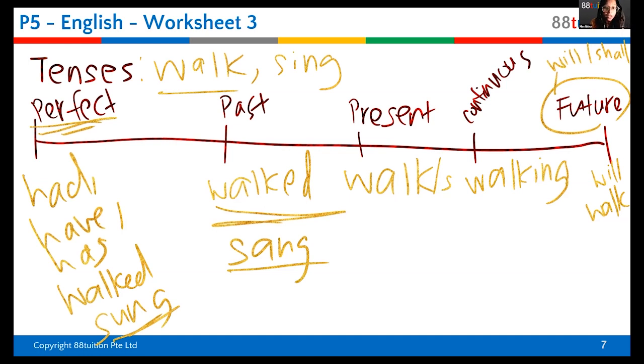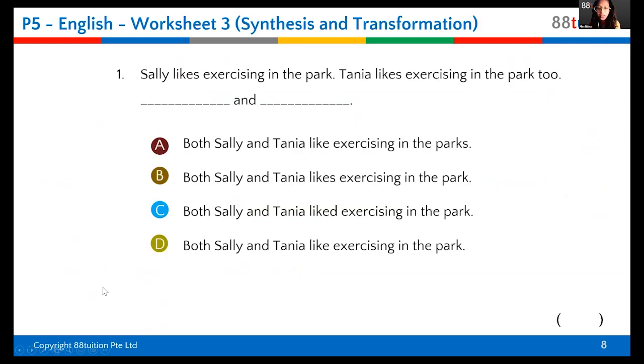This is very important because when you see synthesis and transformation, sometimes there is a perfect tense used, like have, has, or had. We'll look at it later. So let's now start the lesson of the first question. Okay, question 1. Now here, whenever there's an N, usually the first word will always be, they will give you the word both. Both means singular or plural?